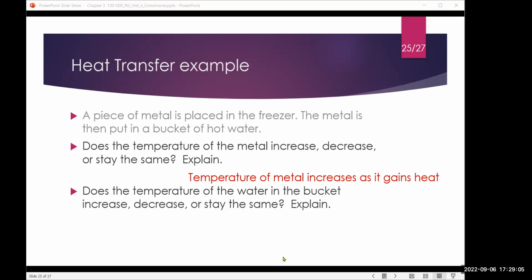Okay, I see. So it's heat transfer. Exactly. Oh, I see. Thank you. Yeah, no problem.